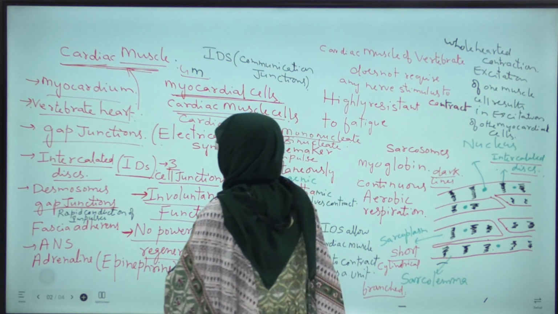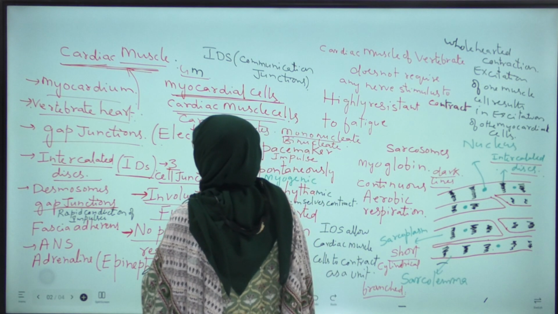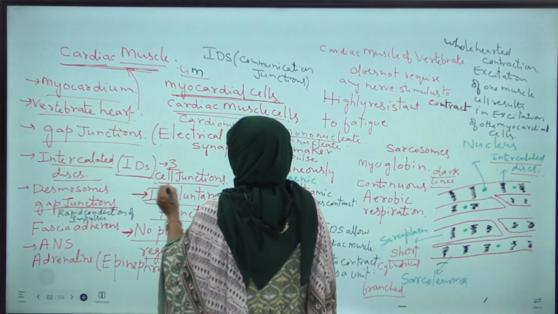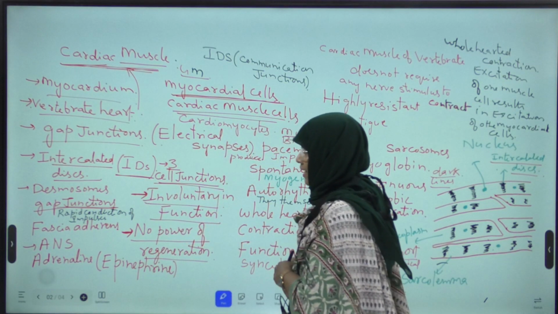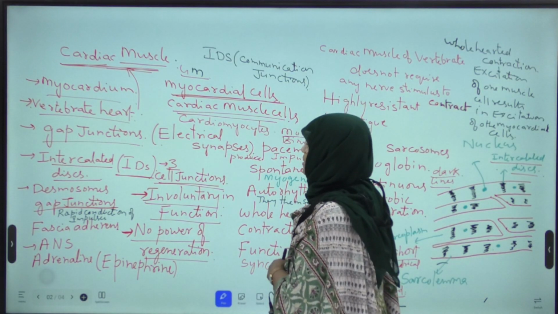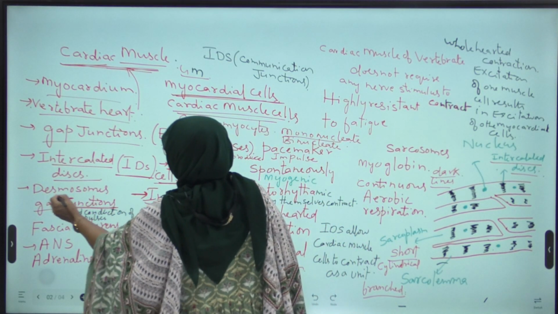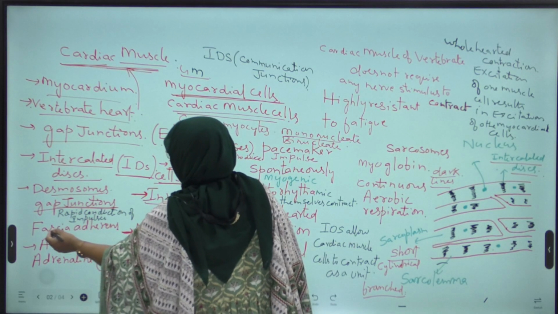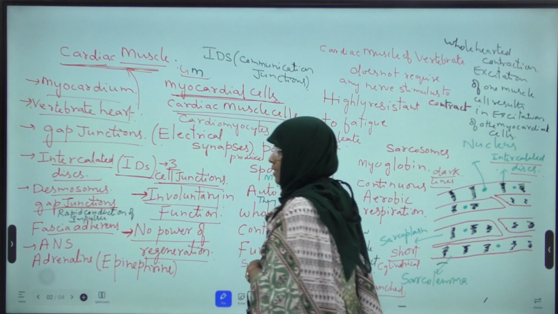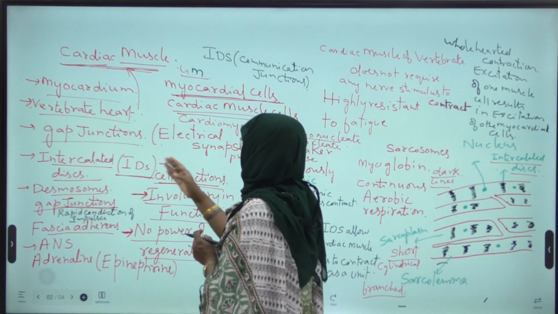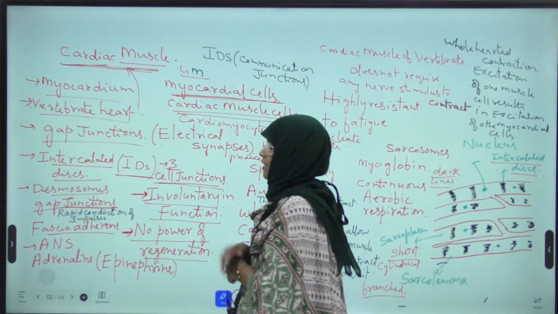Okay, this intercalated disc also consists of 3 types of cell junctions. They are desmosomes, gap junctions, and fascia adherens.